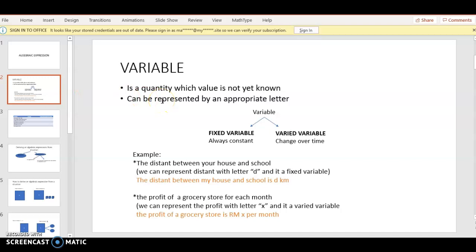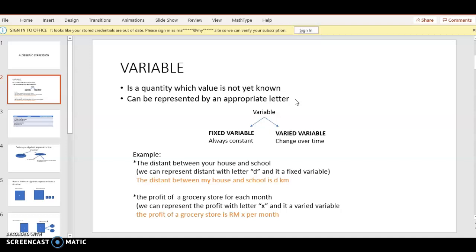What is a variable actually? A variable is a quantity whose value is not yet known, and can be represented by a letter. So when you have something that you don't know, for example, inside your friend's pencil box, you know there are a few pencils, but you don't know how many pencils there are. So we represent the value of the pencils that we don't know with a letter. For example, maybe I put the letter P. That is what we call a variable.